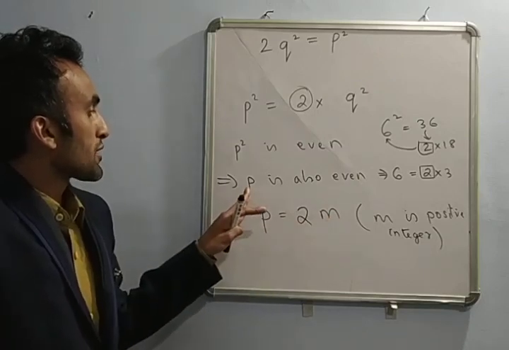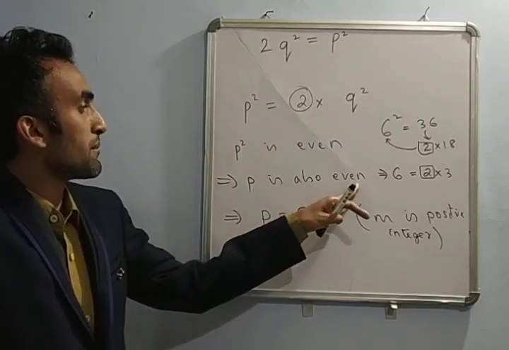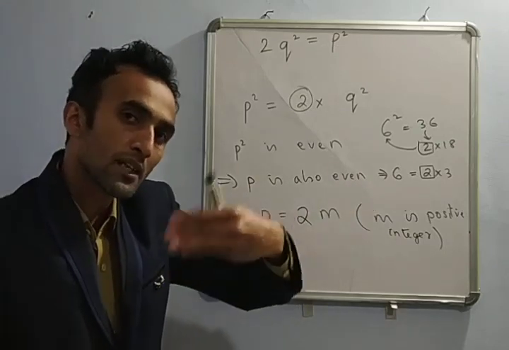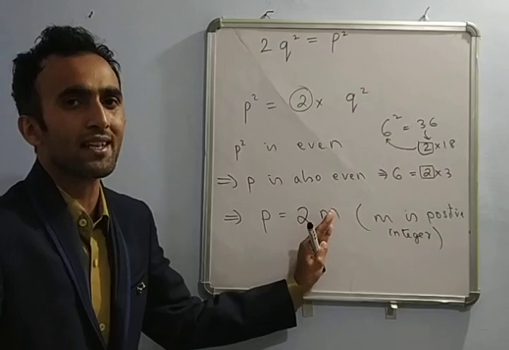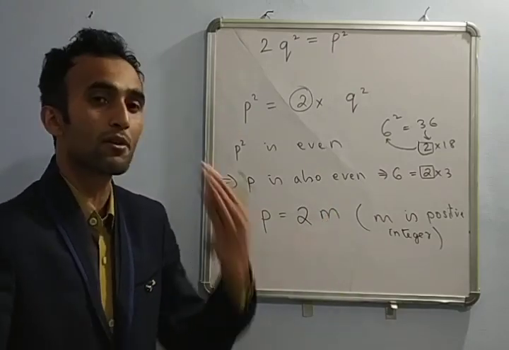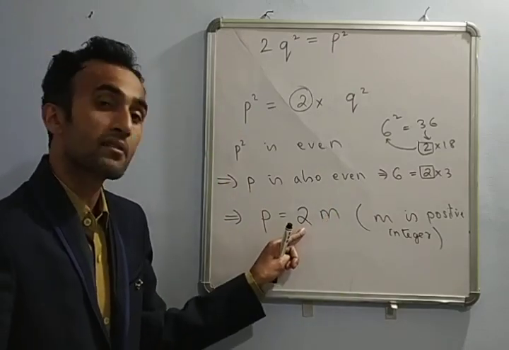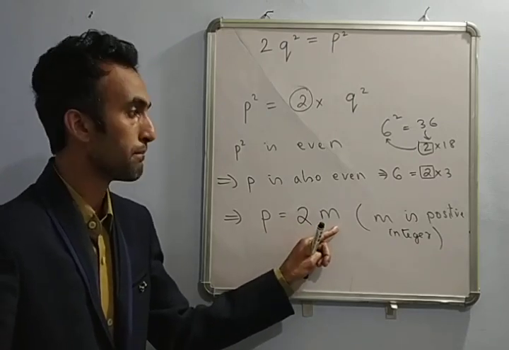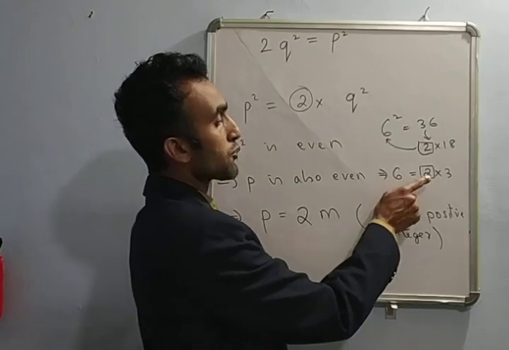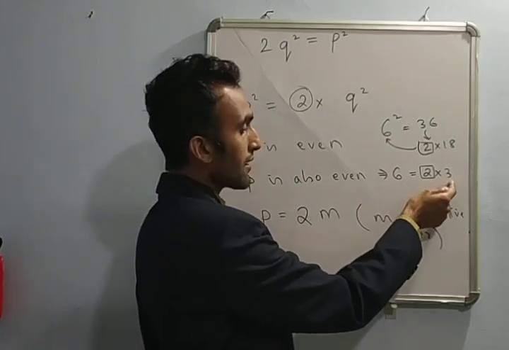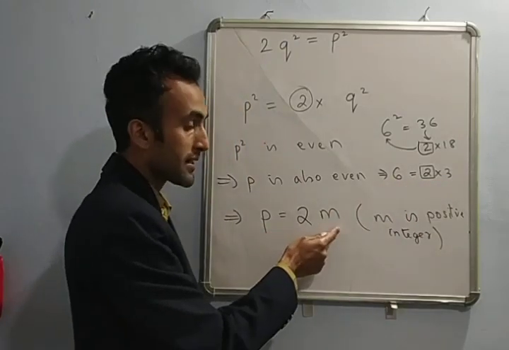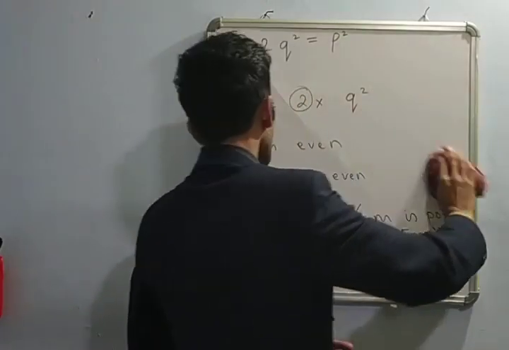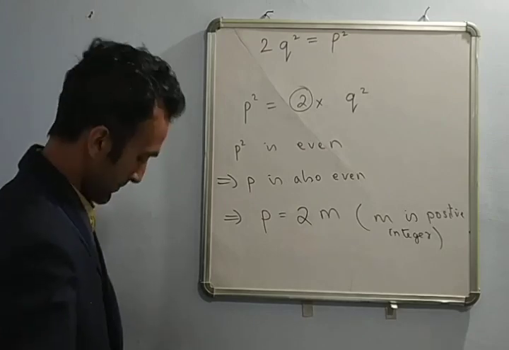Is it clear? Because if p is an even number, p equals some multiple of 2. So 2 into something, that something doesn't matter. It can be even, it can be odd. But I'm interested in this 2. Because p is even, I have to write 2 into something. So 2 into m. Here too I know 6 is 2 into 3, so I could write 3. But here do you know what p is? That's why I'm writing m. Don't get confused.